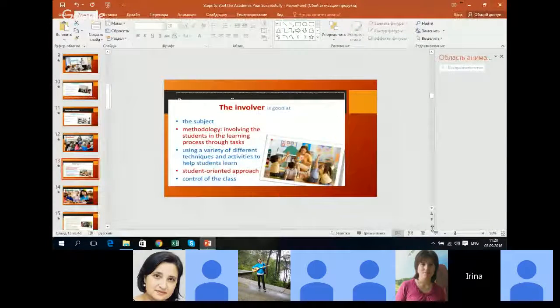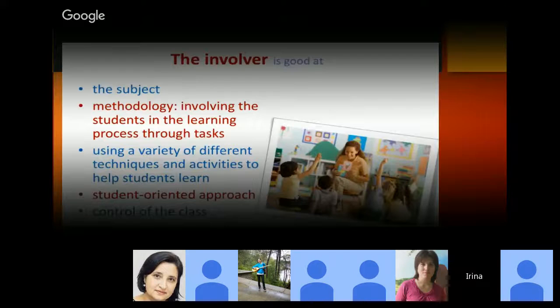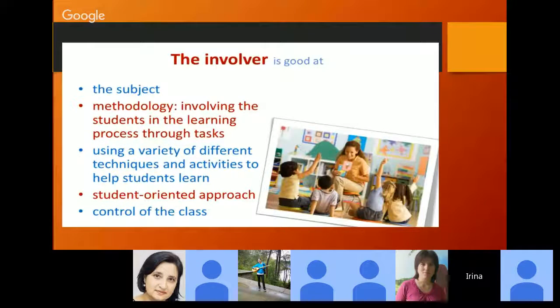Okay, the involver. The involver is good at the subject. It means that this type of teacher also knows the vocabulary, the grammar, how to teach it. He knows the methodology, how to involve the students in the learning process through tasks. You mentioned different techniques. Yes, so this teacher uses a variety of techniques and activities to help students learn.